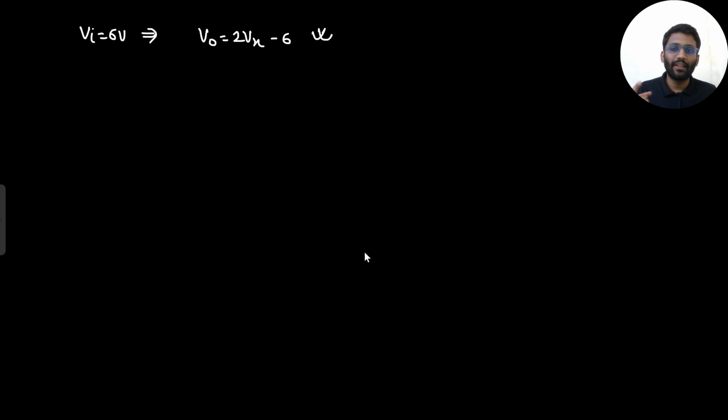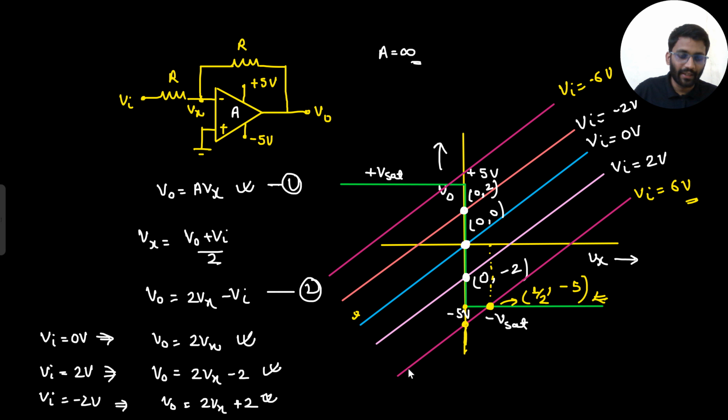But when I am putting Vin equals to 6 volt, what is happening? My output is 2Vx minus 6. That means the point at which it cuts on y-axis will be minus 6, somewhere here. That means it will cut the graph on saturation point. It will cut V0 versus Vx graph on saturation point. That means output is saturated and Vx is this time not 0 volt, it is 1 by 2. That's why virtual short is not valid here. And in positive feedback, virtual short is never valid. Why so? Let's check that in next slide.